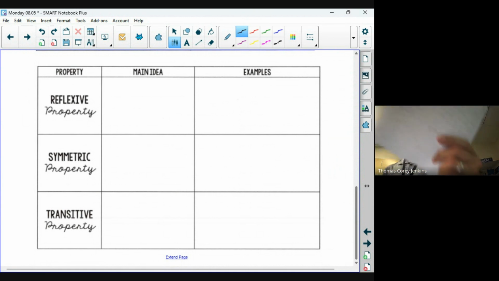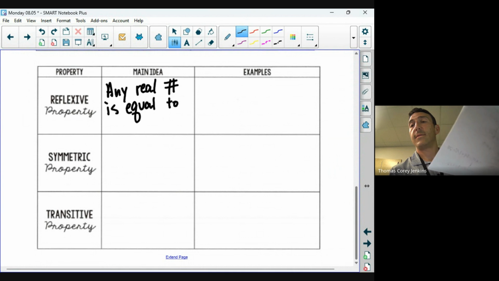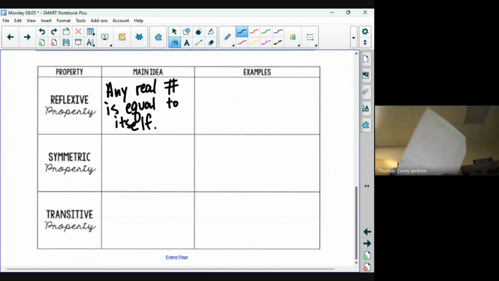Okay. Reflexive property, again, the most obvious thing ever, just says any real number is equal to itself. The most obvious thing you've probably written down all day, right? So we could say something like 3 equals 3. Who knew math could be so easy, right?